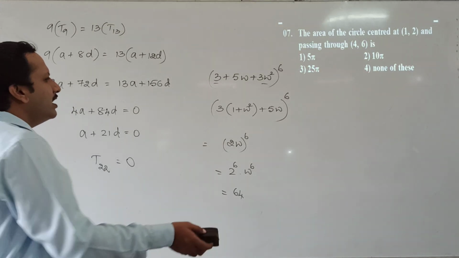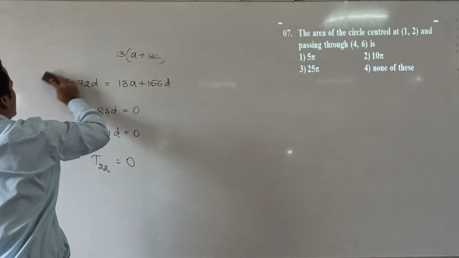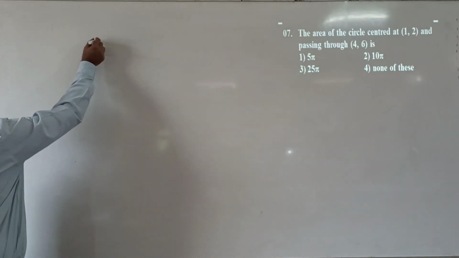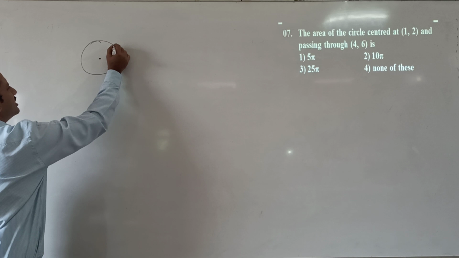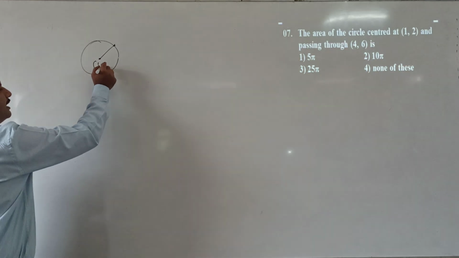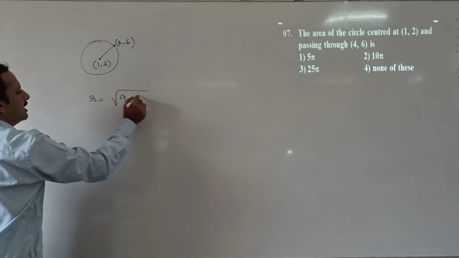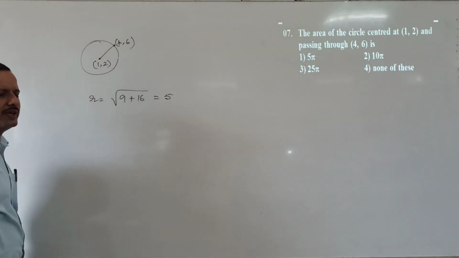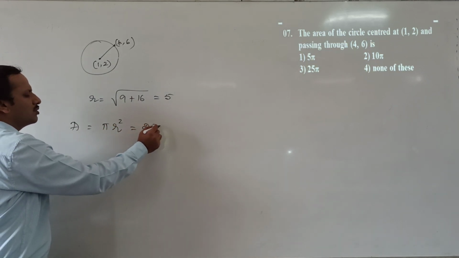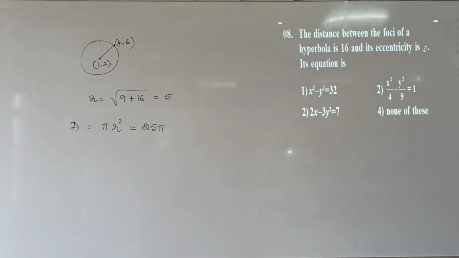Question 7. The area of the circle centered at 1, 2 and passing through 4, 6 is. For area of the circle, you know the formula pi r square. So I need to find the radius. They have given the center and they have also mentioned that the circle passes through that point. So this distance will be the radius. Find the distance between these two. 4 minus 1, 3, 3 square is 9, 4 square is 16, radius is 5. Area is equal to pi into r square, pi into 5 square, that will give you 25 pi. Third option.